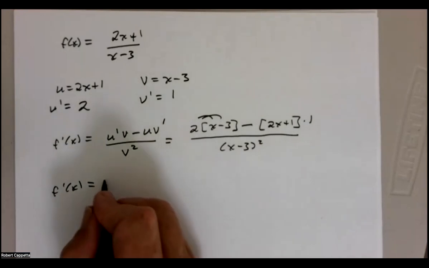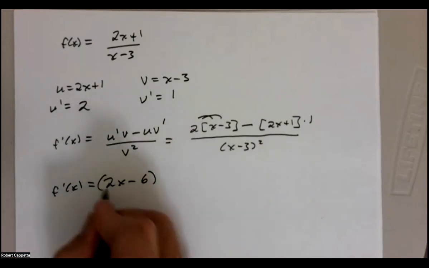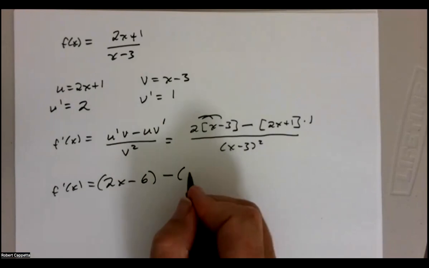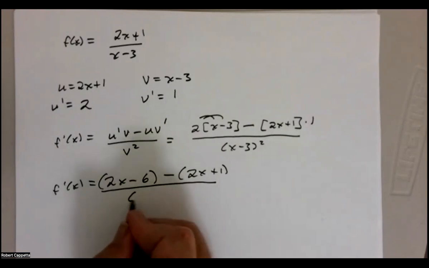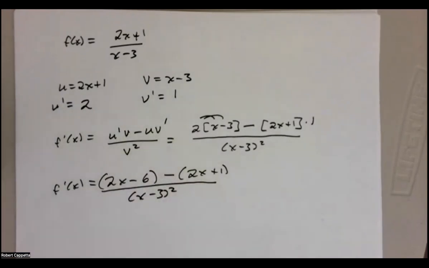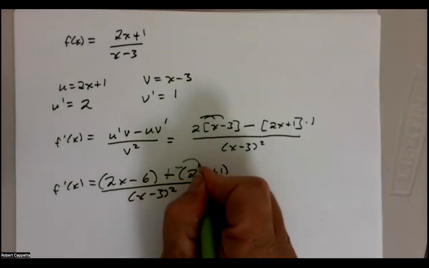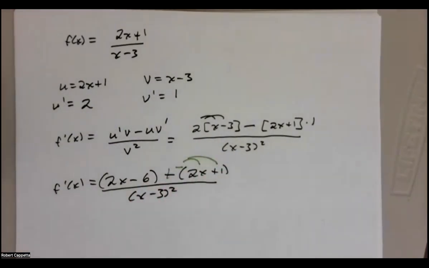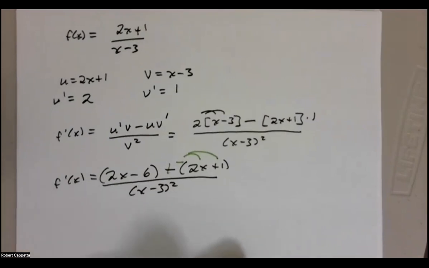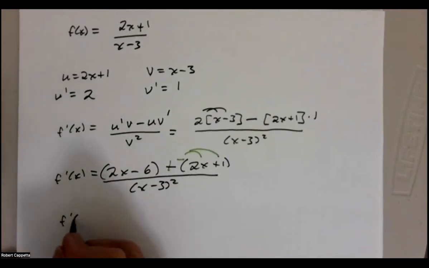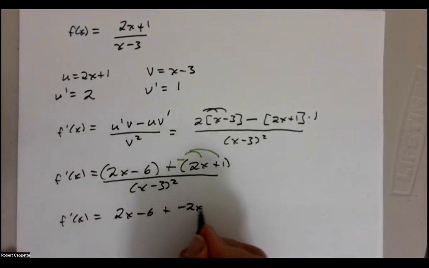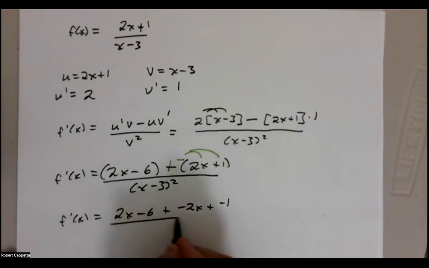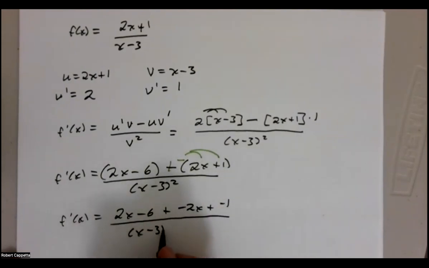2x minus 6 minus 2x plus 1 over x minus 3 squared. Now I feel like I'm back in my algebra class. Got to be careful with subtraction. Change this to plus and negative and then distribute as we move along. What is that going to give me? F prime of x is 2x minus 6 plus negative 2x plus negative 1 over x minus 3 squared.